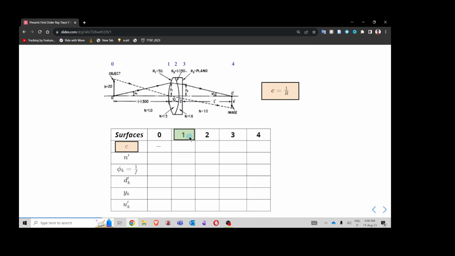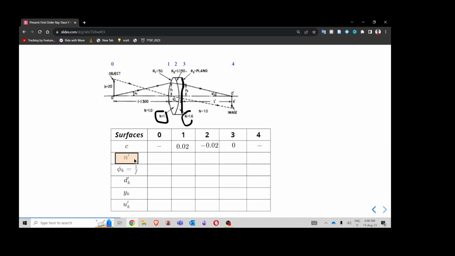Now, if you go to the first surface, which is the front surface of this lens, then the curvature is 1 by radius, so it is 1 by 50, which is 0.02. And for the second surface, it is again 1 by 50, but in the opposite direction, right? So it is minus 0.02. And for the third surface, since it's a flat surface, the curvature is 0. And for the fourth surface, of course, there is nothing because it's just the plane at which the image is formed.